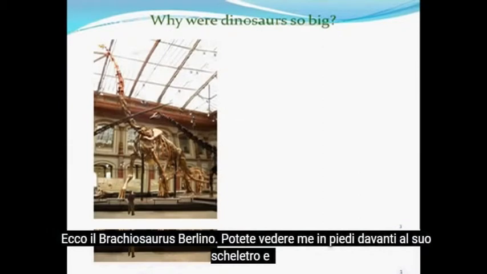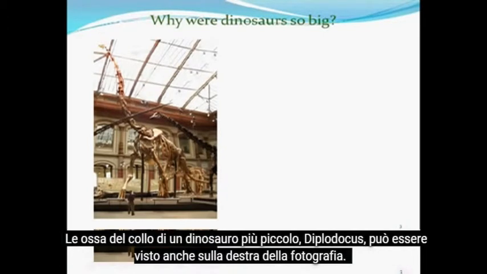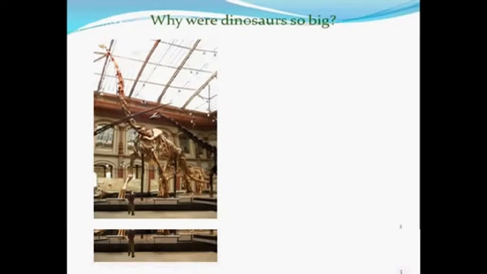Here's the Berlin Brachiosaurus. You can see me standing in front of its skeleton, and this gives an impression of the scale of this immense creature. The neck bones of a smaller dinosaur, Diplodocus, can also be seen on the right of the photograph.